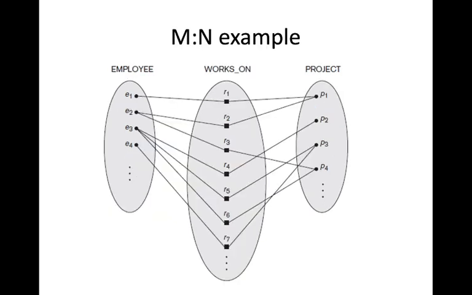Then we can see an M is to N relationship. This is an example for M is to N relationship. We have already seen the employee works on relationship type. Employee works on project. Here, an employee can work on n number of projects. If you see this E1 employee, he is working on P1, a single project. But if you see E2, he is working on two different projects. One is P1 and he is also working on P4. Similarly, E3 employee is working on three projects. He is working on P2, P3, and P4.